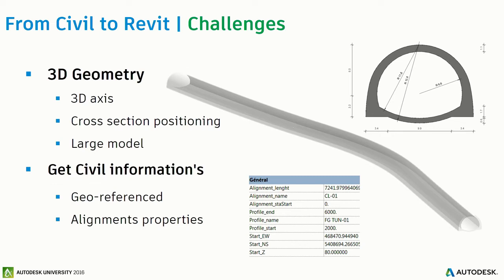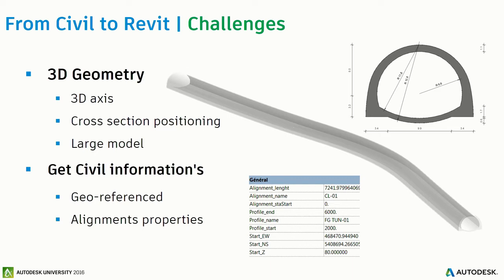We have to position the section at the right place along this 3D axis, and we have to deal with a large model. In Revit, it's a little bit complicated to deal with a 4 kilometers model. That's why we will break it down into separate tunnels at the areas of interest, for instance near the gear station or near the shaft opening of the tunnel.